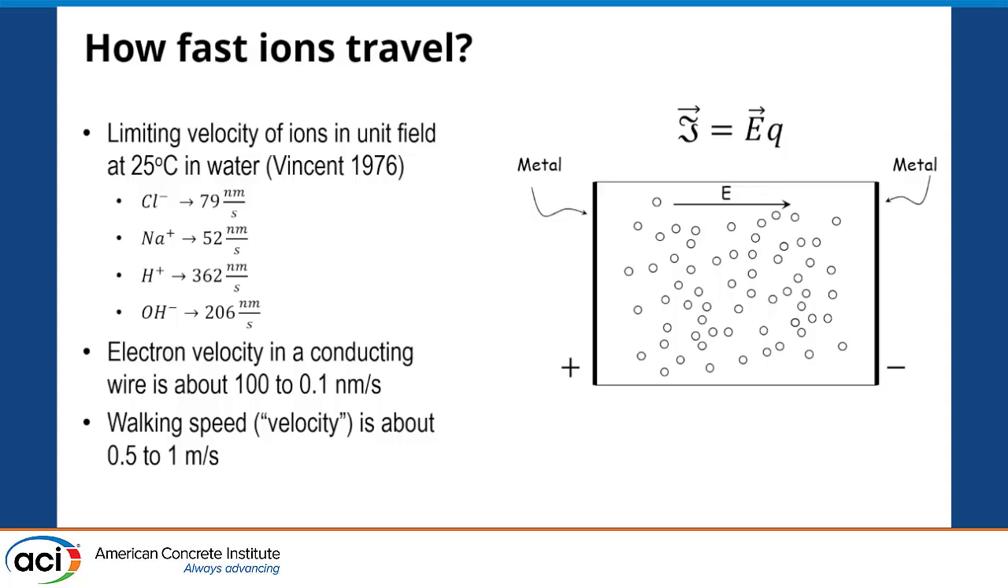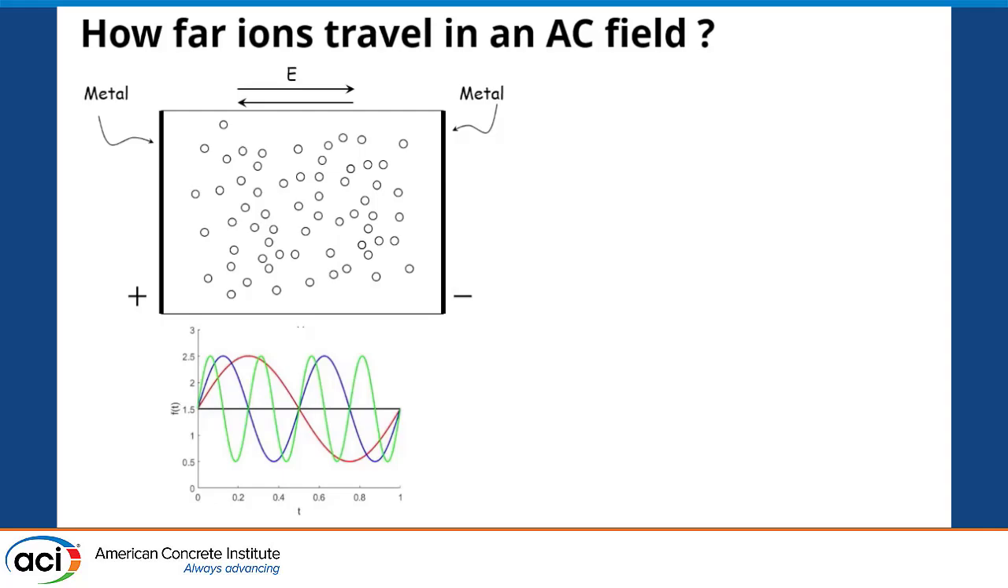And if we use alternating field, what happens? So, in alternating field, the field is constantly changing directions, so certainly the ions will not reach the limiting velocity. As soon as the field starts to switch, depending on that, the distance that they move will be much smaller, and it will look something like this.